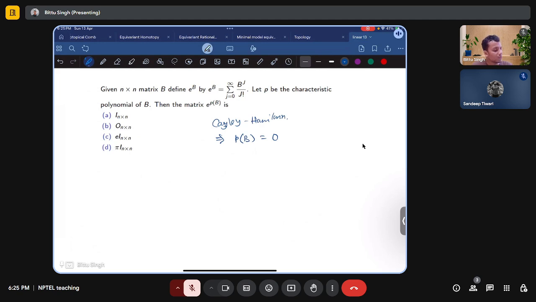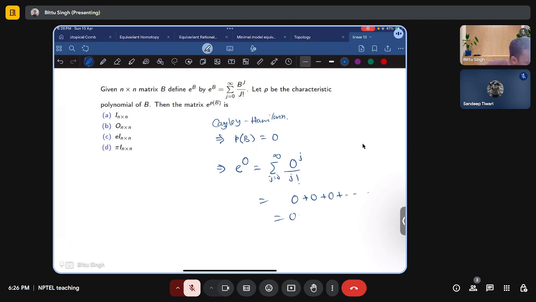Now p(B) is the zero matrix means e to the power 0, by definition, is the sum of 0 to the power j by j factorial, j equal to 0 to infinity. But whatever power you choose, you will get 0. So it is an infinite series, but everything is 0. Therefore, this is 0.